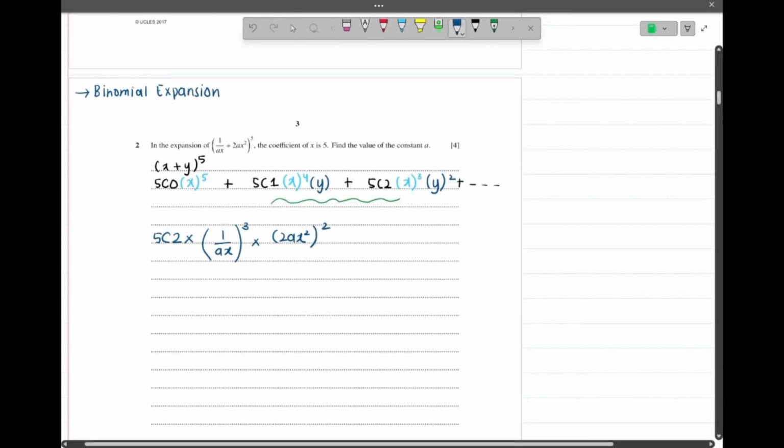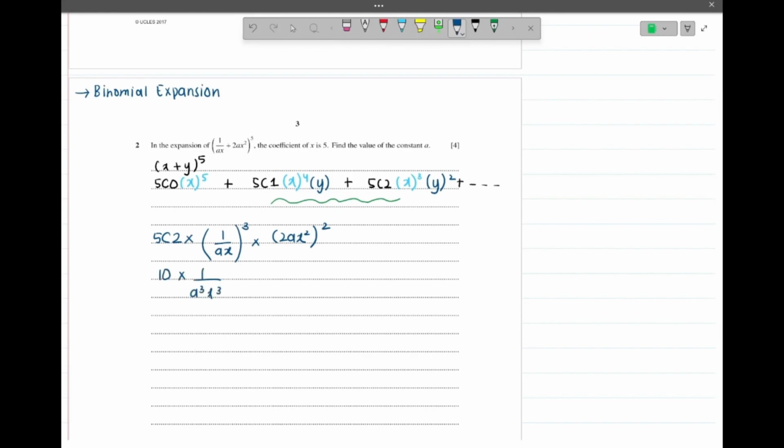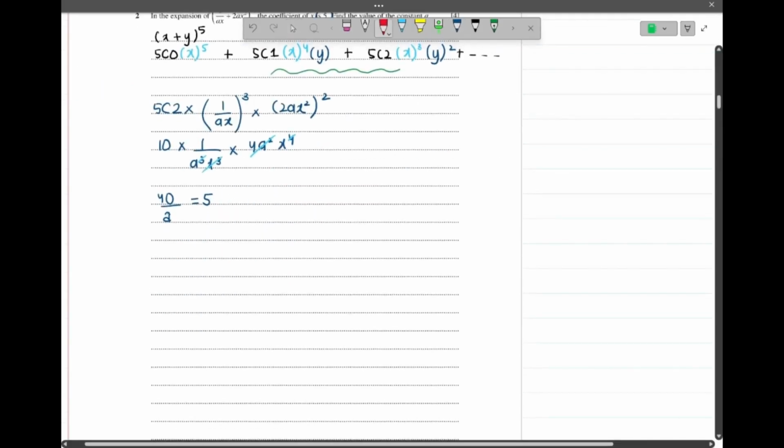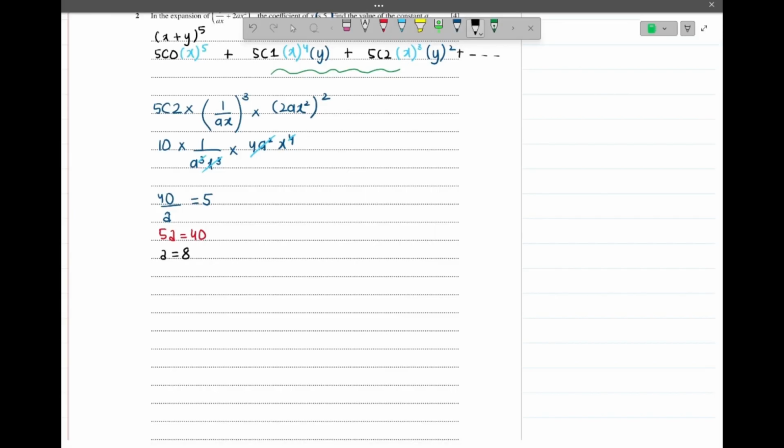So if I just go on further with this, it is going to be 10 into 1 over a cube x cube into 4a square x 4. Now, you can see that the coefficient is coming out to be x. And you can also simplify the powers of a. That leaves you with 40 over a. Now, this is the coefficient of x, and they told you that the coefficient of x is equal to 5. So I can put this equal to 5. That's going to be 5a is equal to 40. So a is going to be equal to 8.